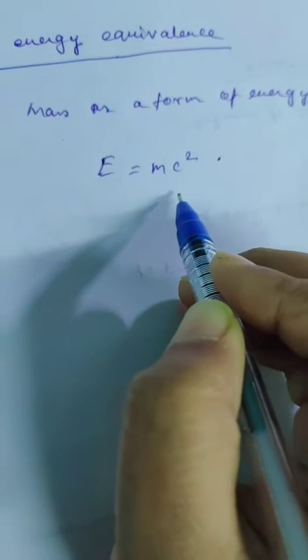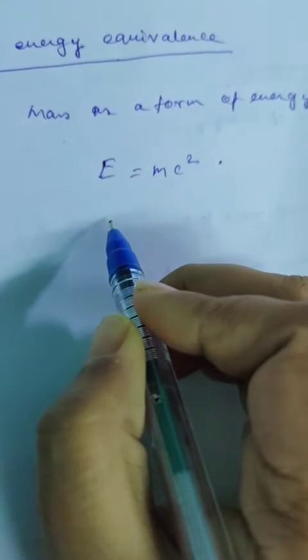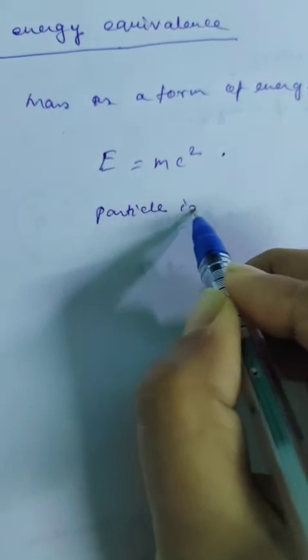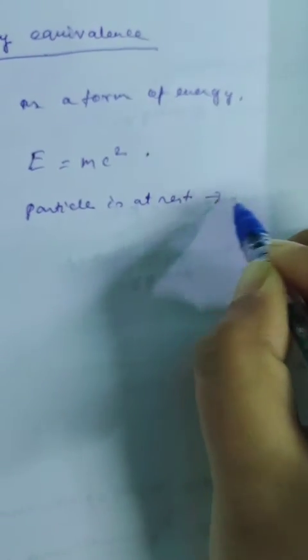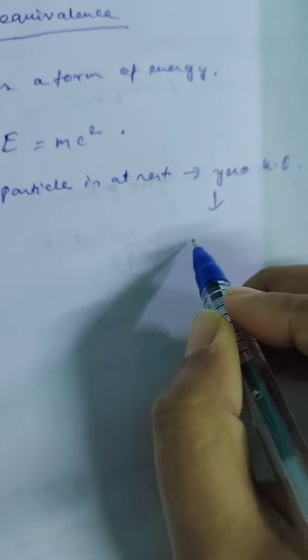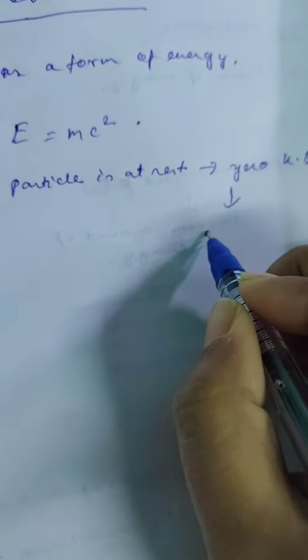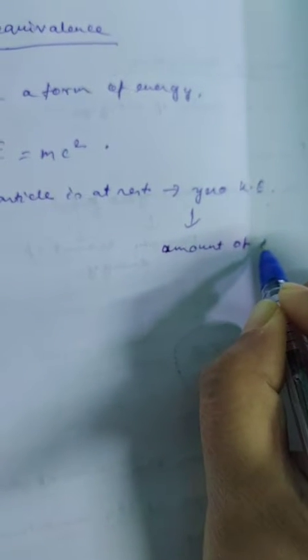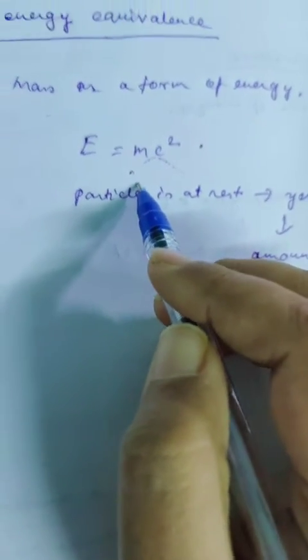This equation shows that even when a particle is at rest, meaning it has zero kinetic energy, it will still possess an enormous amount of energy because of its mass. So this equation actually shows the equivalence between mass and energy.